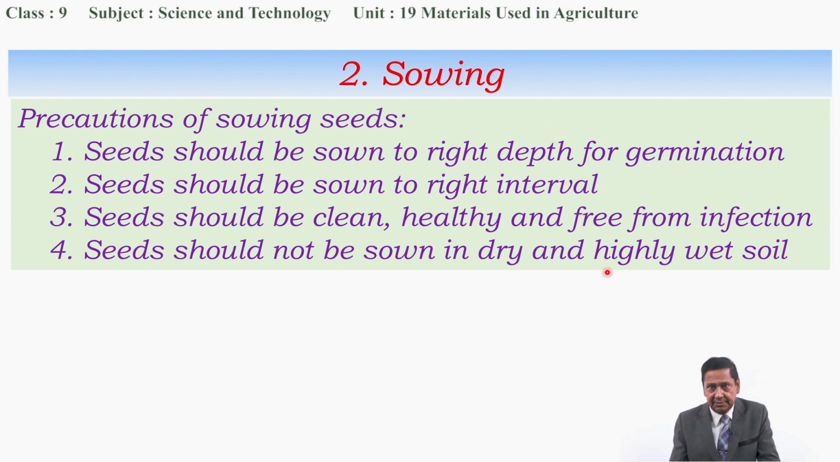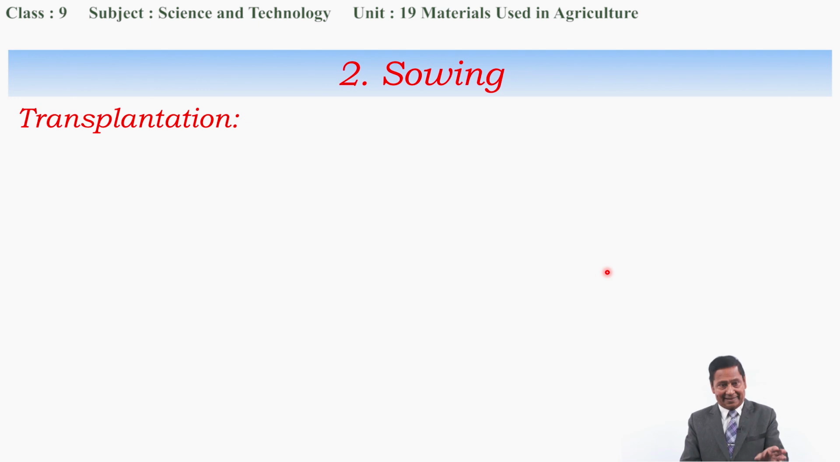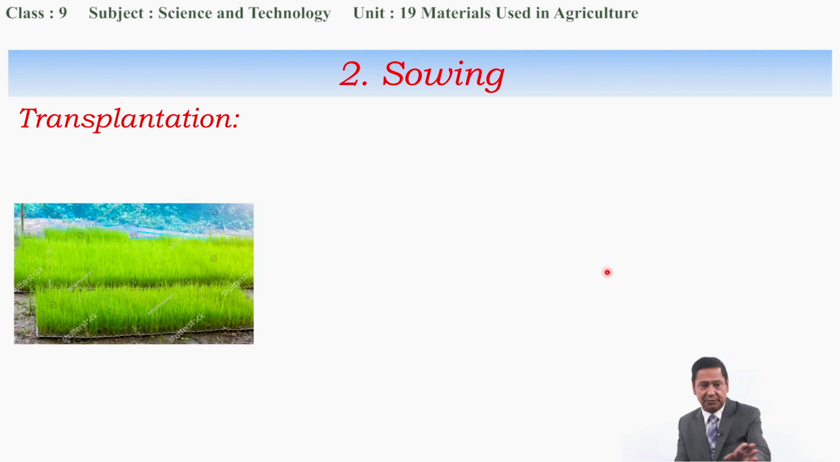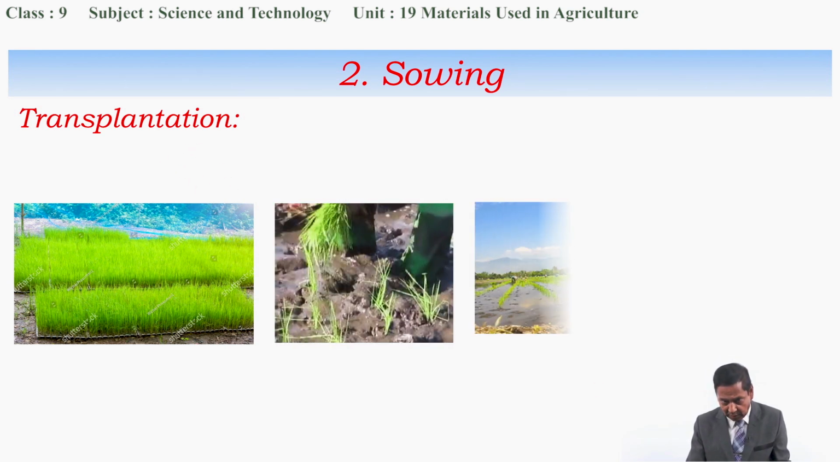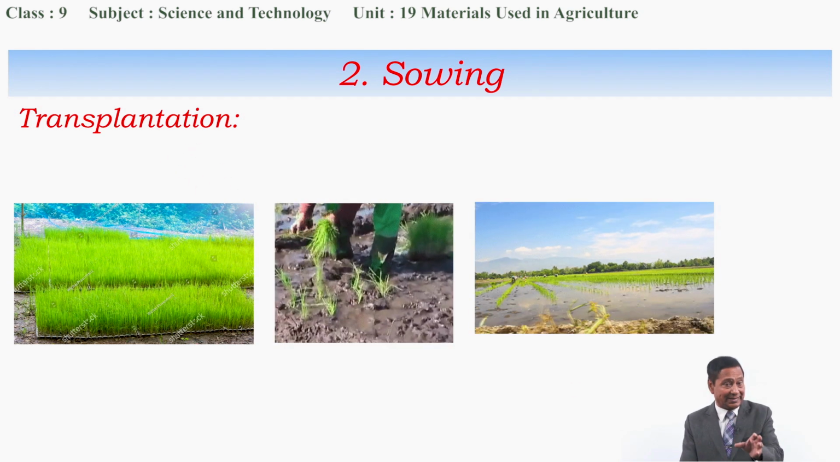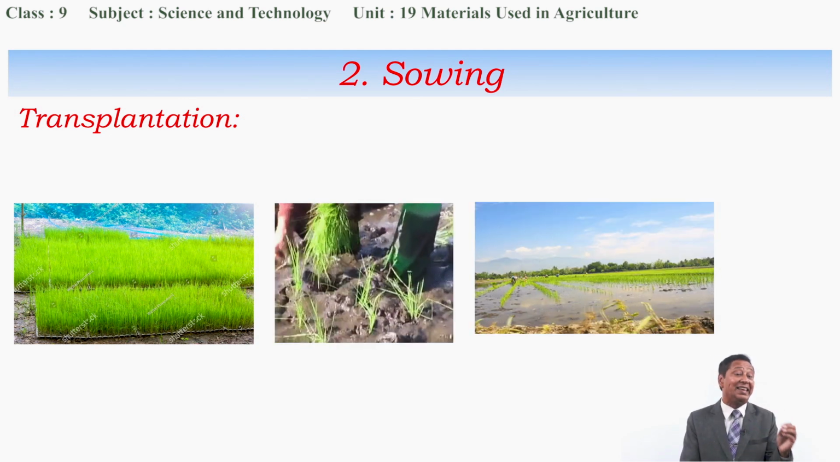But sometimes, instead of sowing, the transplantation process is done. Some of the plants are grown separately in a small sector, and this nursery, developed in a small piece of land, is called seedlings, and these seedlings are then transferred to the main field, in this way. This is done with rice, tomato and chili also.